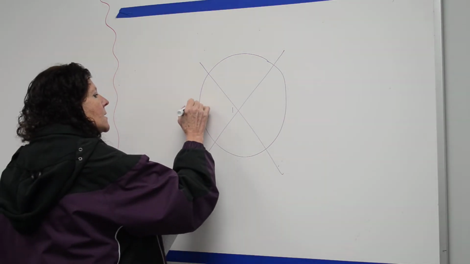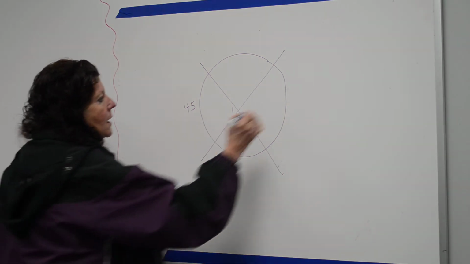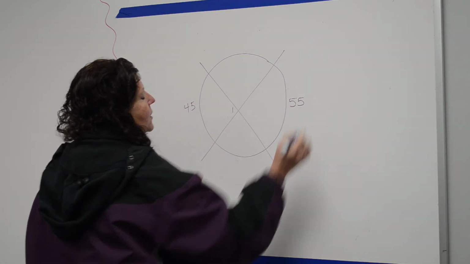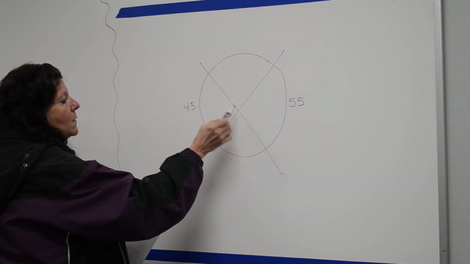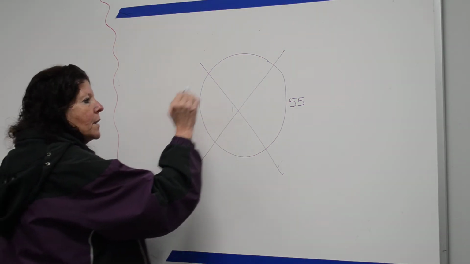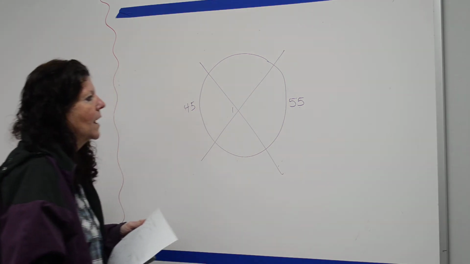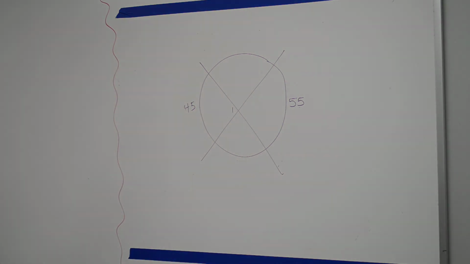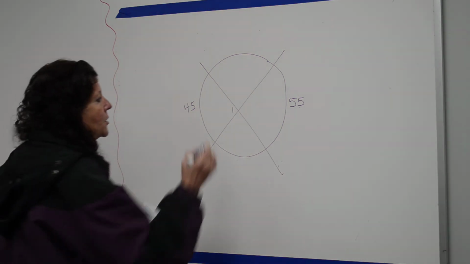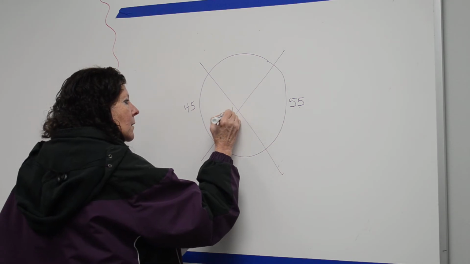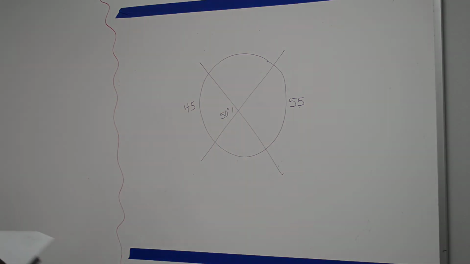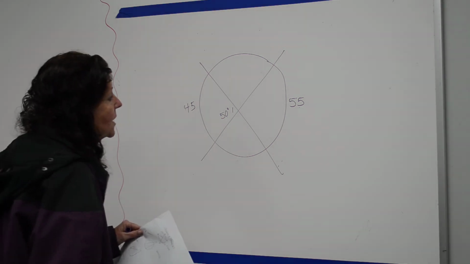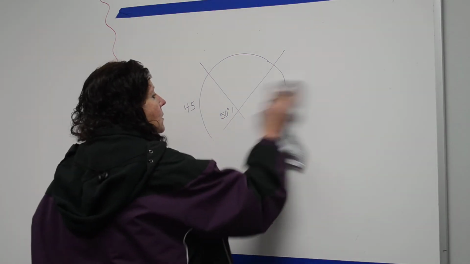Let's say that this is 45 degrees right here, and this is 55 degrees. Our theorem says angle 1 is equal to 1/2 of the 45 plus the 55, which when I add those two together, I get 100. So angle 1 would be 50 degrees. Those are two secants that join in the circle.